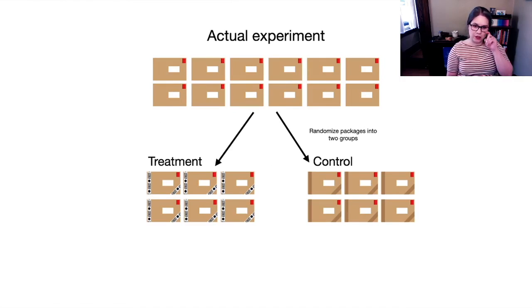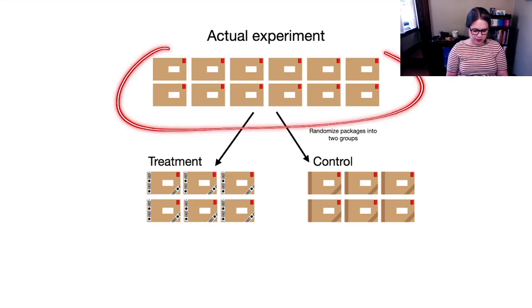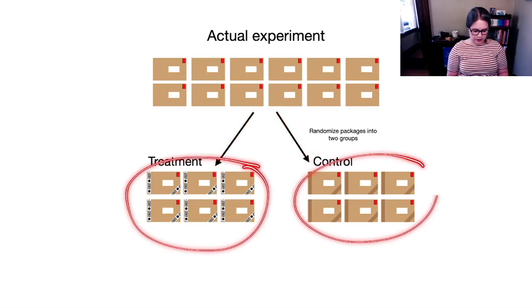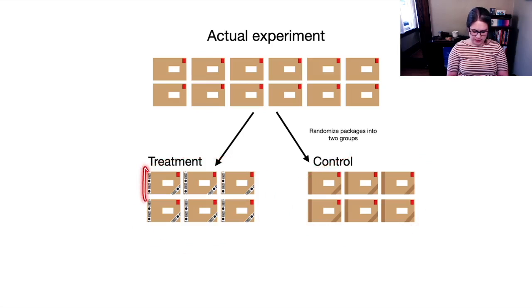So in the actual experiment, they started off with a bunch of packages. I think I have 12 packages here in my picture. In reality, they had 178 packages. And then you randomly split the packages into the two groups, the treatment group and the control group. So the treatment group has the Atheist branded tape. The control group has just plain tape.